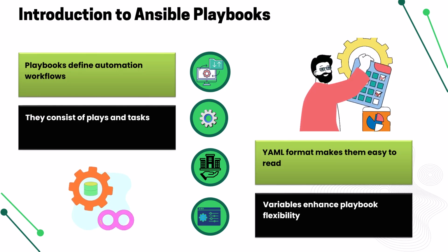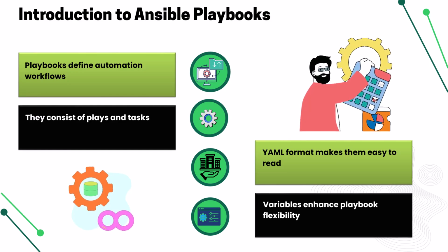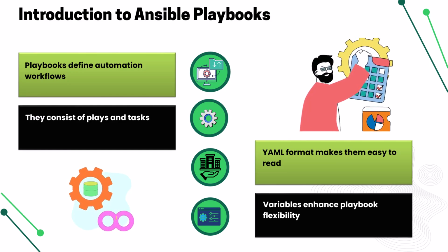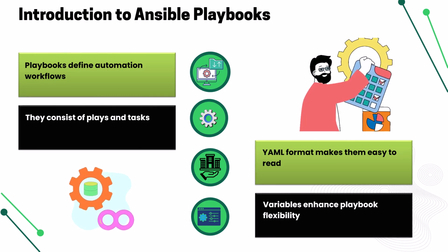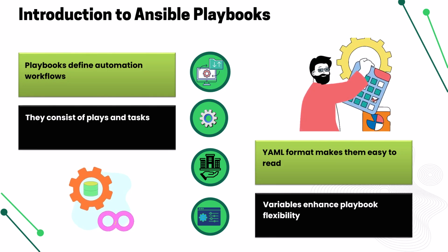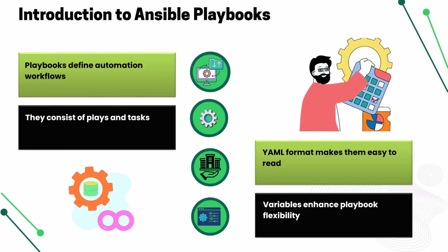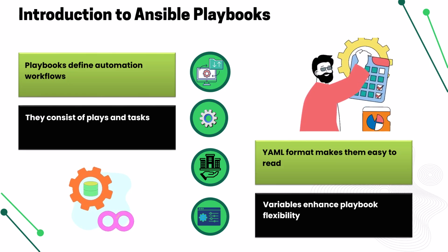Imagine giving instructions to a robot chef. You don't want it adding salt twice or missing the baking step. That's exactly what playbooks do. They define precise automation workflows in a structured format. They're easy to read thanks to YAML, and guess what? Variables make them even more powerful, ensuring flexibility while running different tasks.